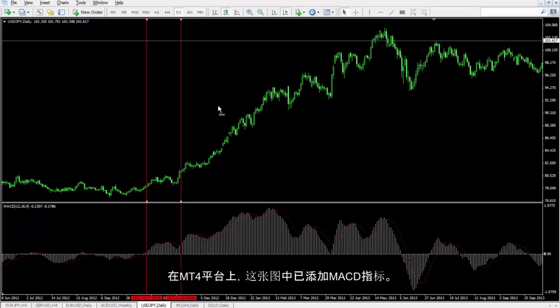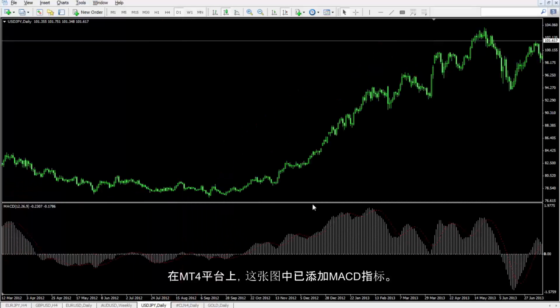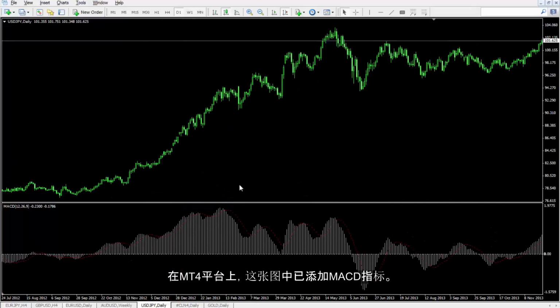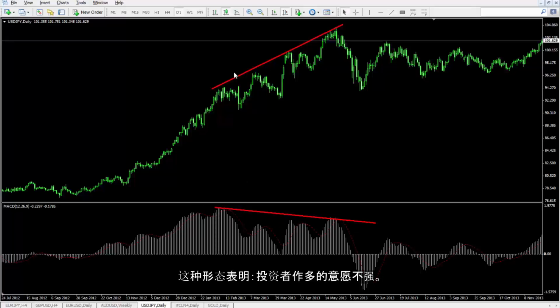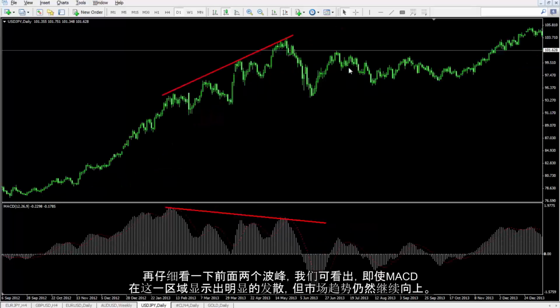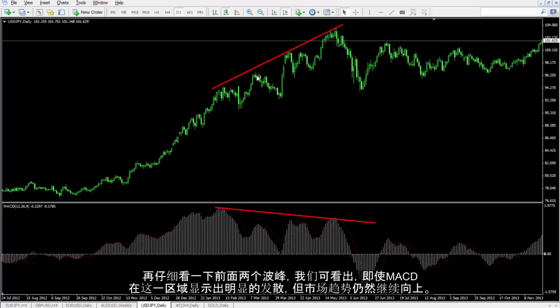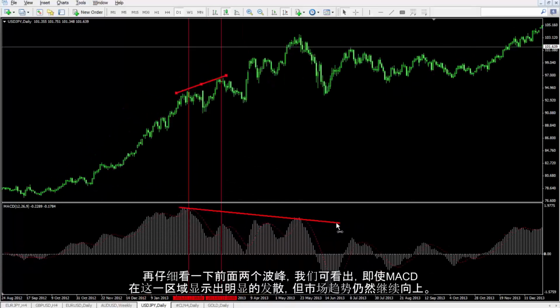On the MetaTrader 4 platform, MACD is inserted into the chart. On an upward market trend with higher peaks, MACD shows a downward trend in which new peaks are lower than earlier peaks. This condition shows that traders did not support further market price increase. A further check on the first two peaks shows us that trend continued its upward direction, even though MACD showed a powerful divergence on this region.